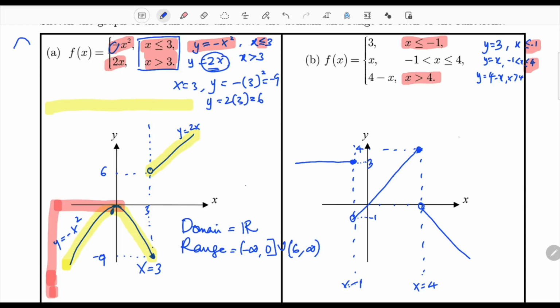Okay, so the domain will be referring to this. So be careful, you have to look at it carefully. From negative infinity to 1, you have the equal. 4 also you have the equal. So that should be all real numbers. So what about the range?